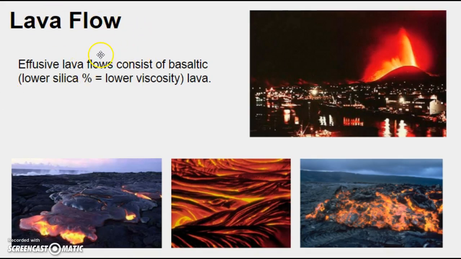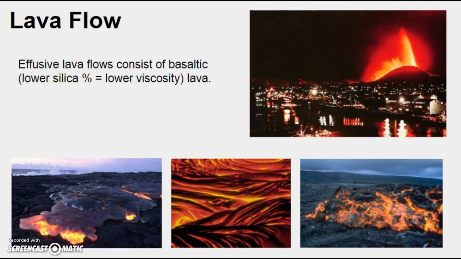And then lava flows. These are effusive lava flows that consist of basaltic lava. These are low silica content, low viscosity, roughly 50% silica. These are the ones that make for very, very colorful eruptions. And this one here would not be considered explosive. Those are pretty well contained. I don't know the height of that, but it's not blowing up. It's simply erupting basaltic magma. So here are some cool pictures of those.